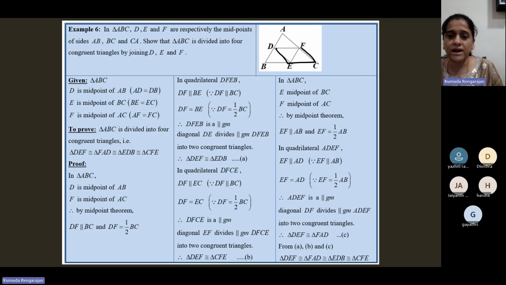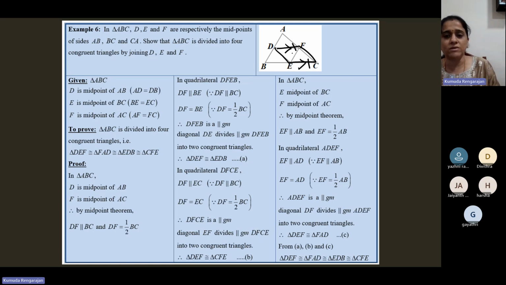This one is a quadrilateral, which we have to prove is a parallelogram. Okay. Now, how do we show that this one is a parallelogram? We'll have to again show that this is parallel to this and this is equal to this. So it's a parallelogram.